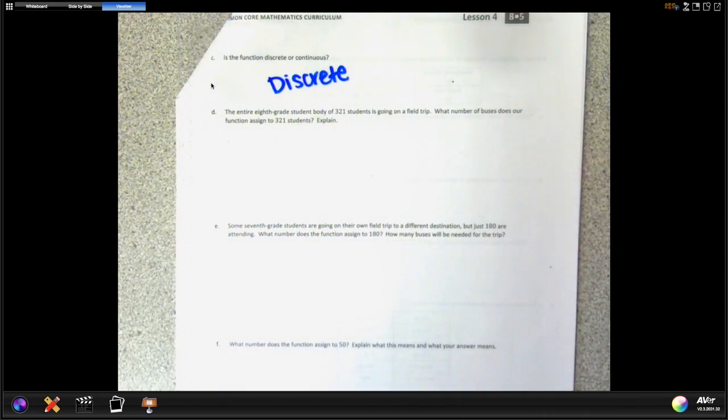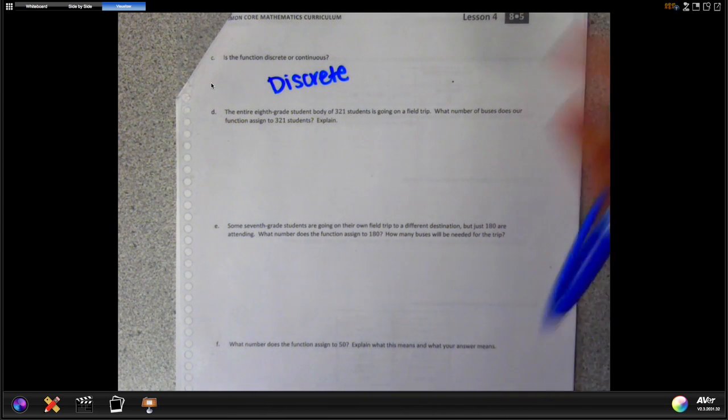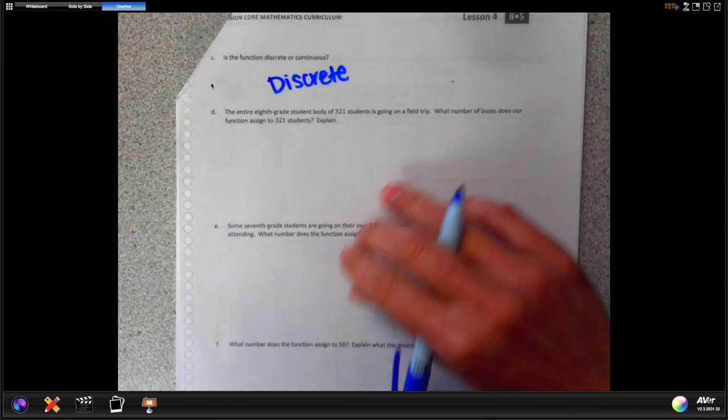Again, because you can't have half of a student, you can't have half of a bus here. If 35 students come, you need one bus. You can't have a half in there. Okay, so let's get to the meat and potatoes here.